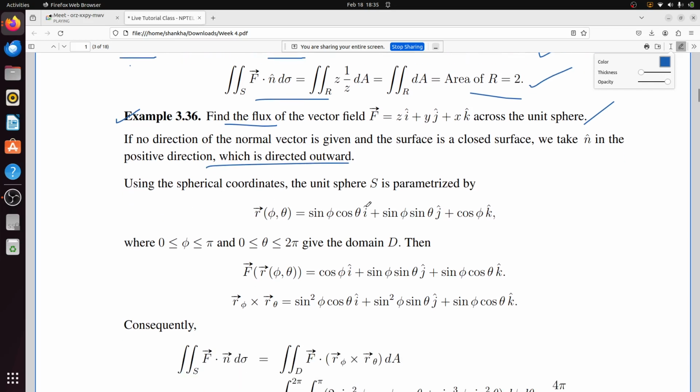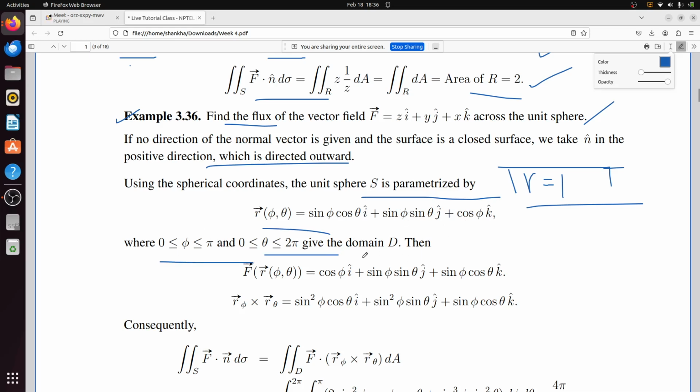Using spherical coordinates, the unit sphere S is parameterized. Unit sphere means its radius r equal to 1, so there will be only phi and theta, because r is fixed at 1. So r of phi, theta, the sphere is parameterized as sin phi cos theta i cap plus sin phi sin theta j cap plus cos phi k cap, where phi varies from 0 to pi and theta varies from 0 to 2 pi. It gives the domain D.